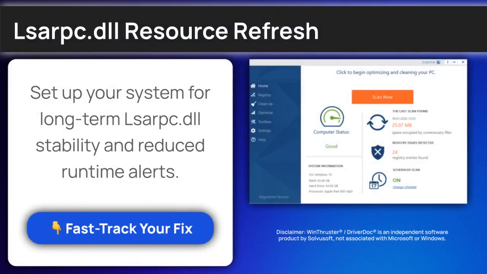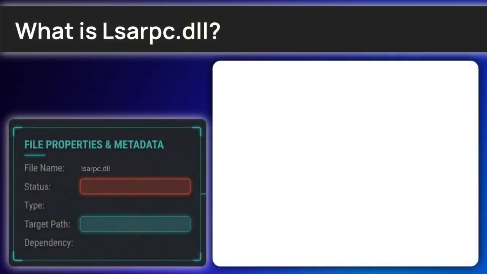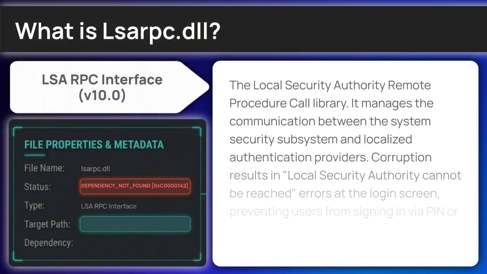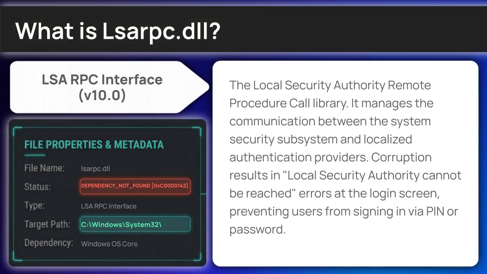This is the Local Security Authority remote procedure call library. It manages the communication between the System Security subsystem and localized authentication providers. Corruption results in Local Security Authority cannot be reached errors at the login screen, preventing users from signing in via PIN or password. With that background out of the way, here is how we actually restore the missing component.